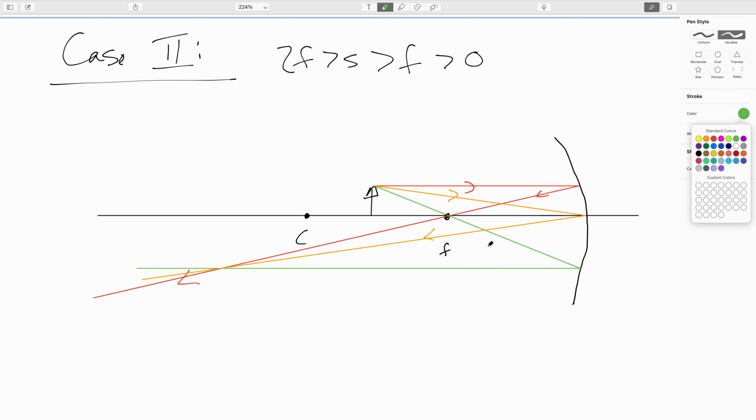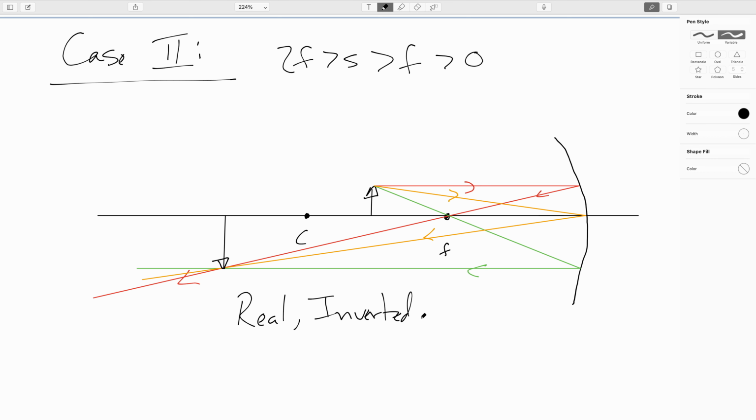So, all right, when we form our image, we see again, it can be formed on a screen because the rays all converge to a point. So the image is real. It is inverted. And it is magnified. Alrighty.